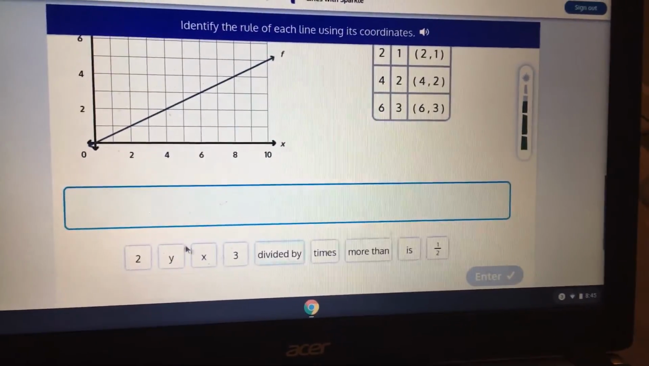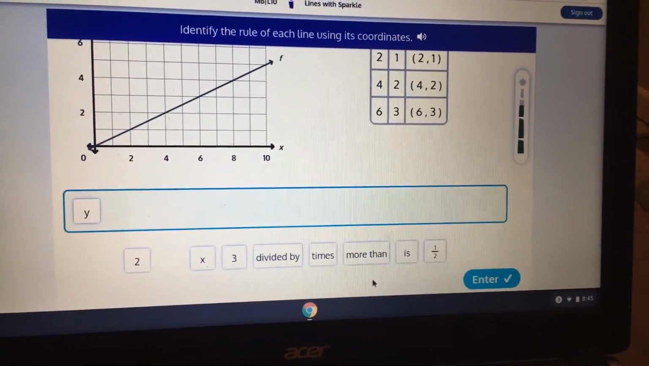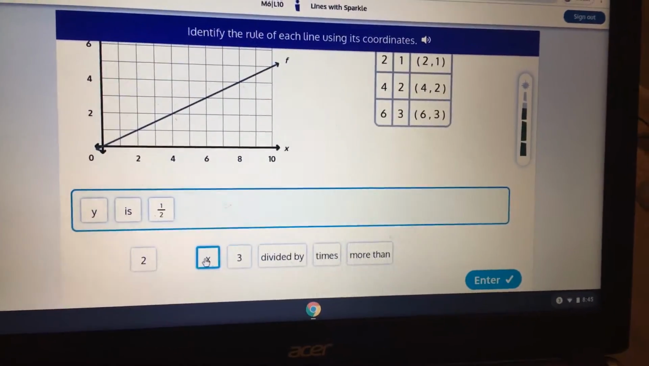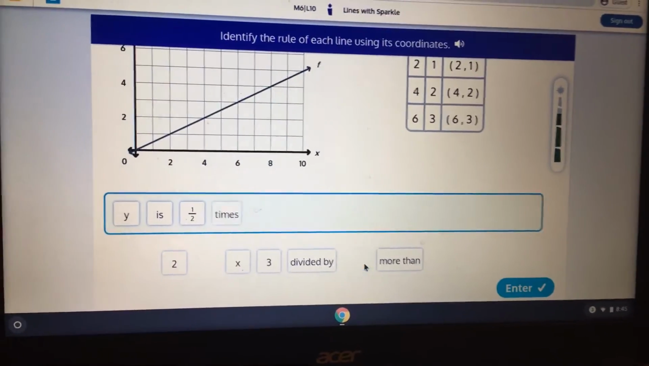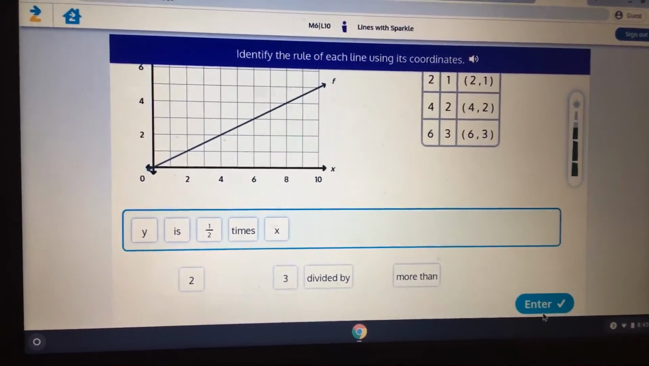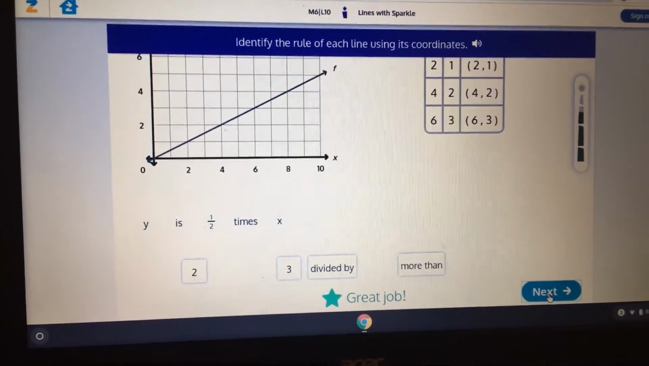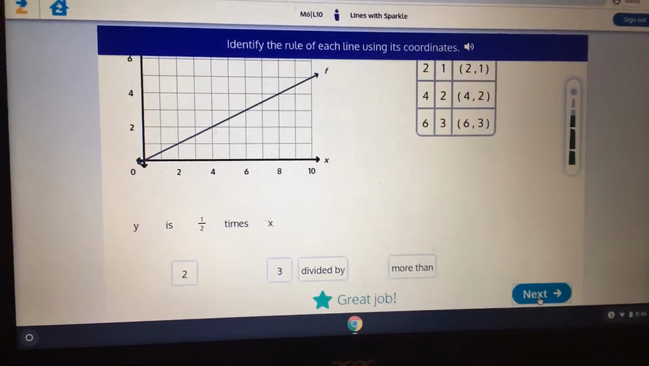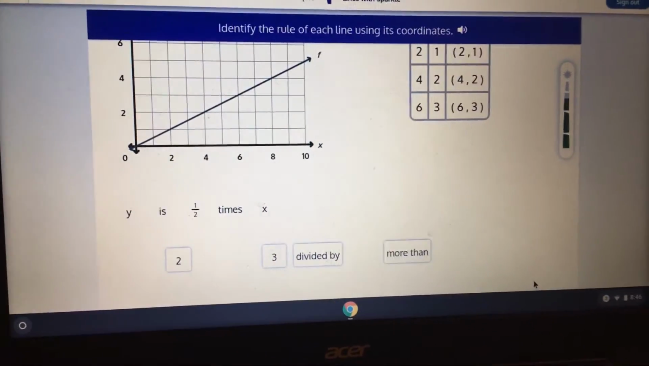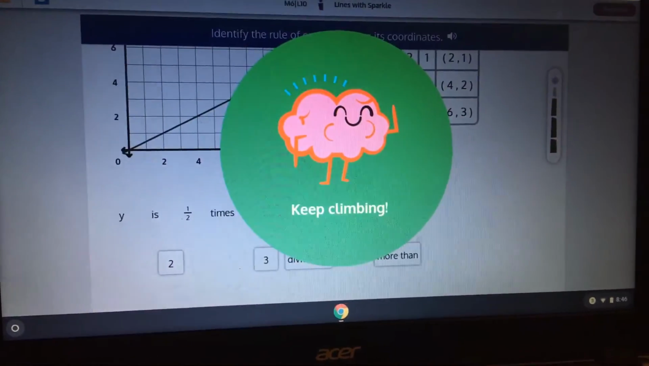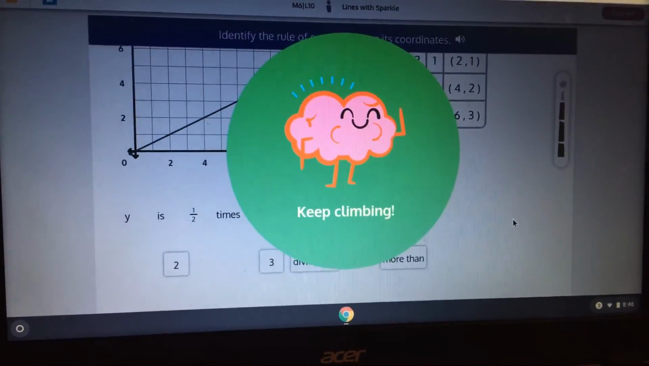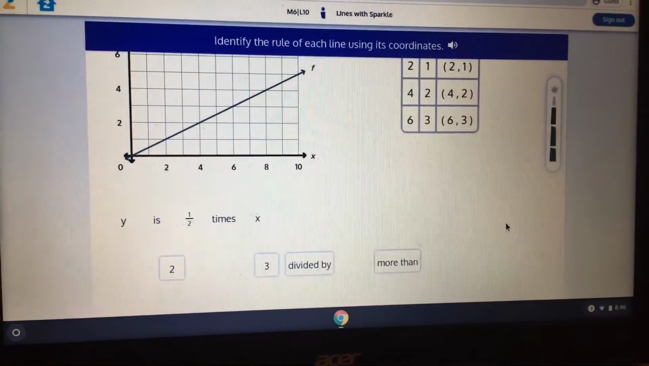So here we go. I'm going to do this correctly this time. Y is 1/2 times x. There we go. So again, had the right concept, know I needed fractions, just didn't have the right wording. So make sure you get that wording correct for Zern. Come on. There we go.